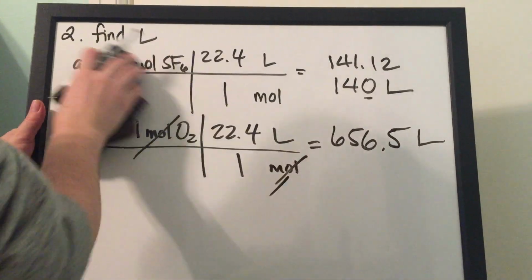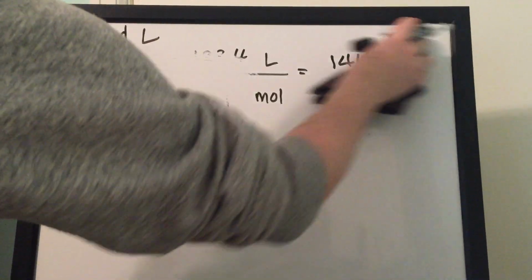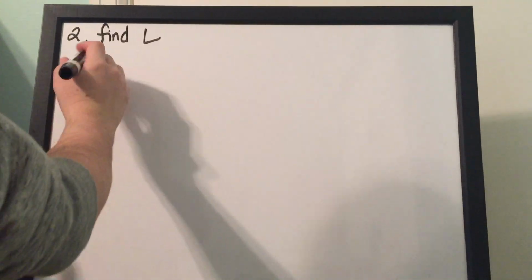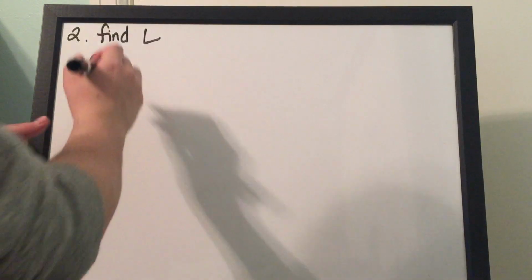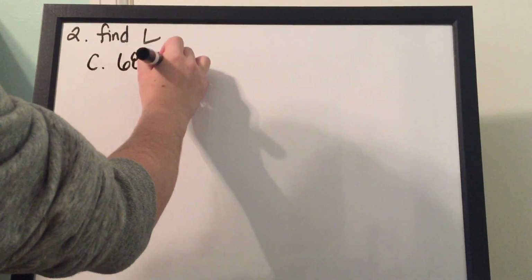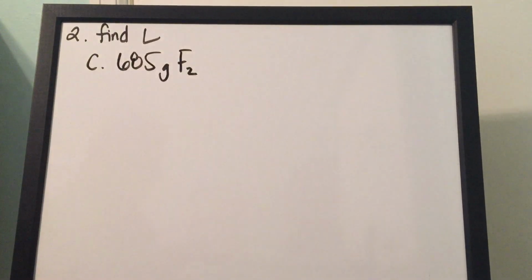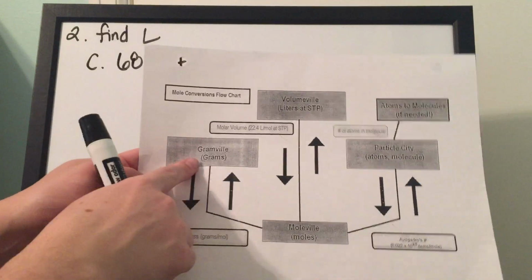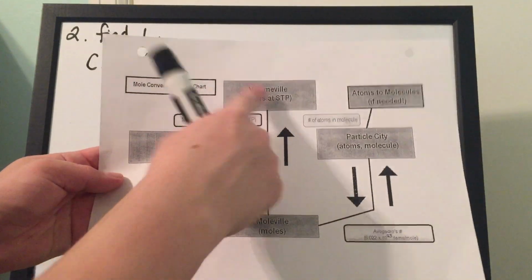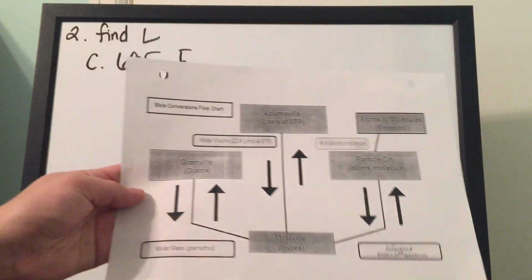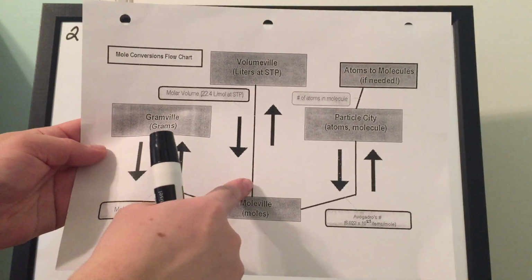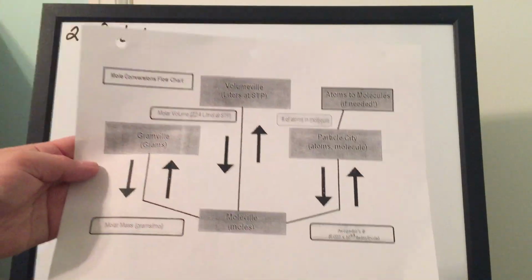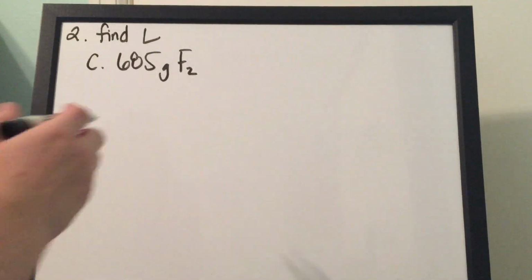All right, if you look at C and D, they're a little bit different in the fact that they give us grams. So C wants to know how many liters are in 685 grams of F2. So this is where your roadmap might really come into play. They give us grams, and we want to find liters. Now notice there's no road. So I have a middleman, if you will. I have to go from grams to moles, and then from moles to liters. So this is going to be a 2-step.